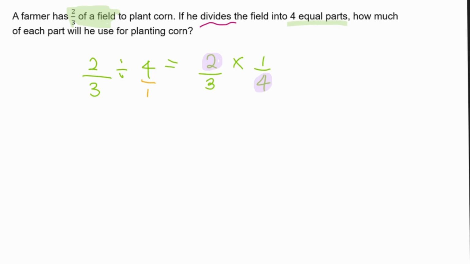Because I have 2 and 4, which are both in the 2 times tables, that means my common factor is 2, and I'm going to divide both of these by 2. 2 divided by 2 is 1. 4 divided by 2 is 2. So I can rewrite this now as 1 times 1 over 3 times 2, which gives me 1 over 6.